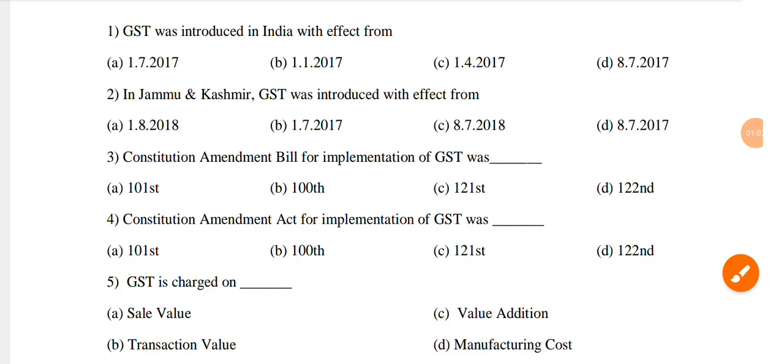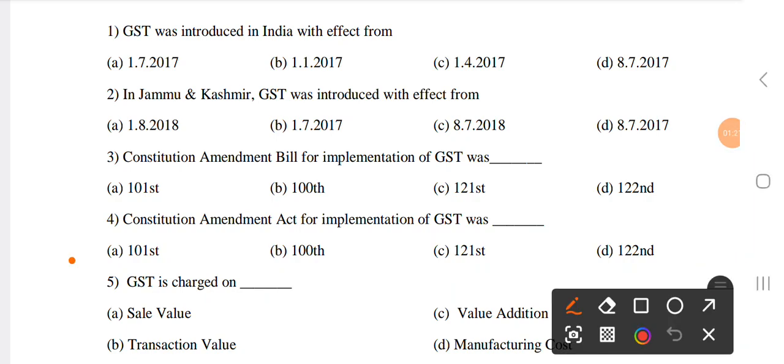Next question, Constitution Amendment Act for implementation of GST was dash. Option A 101, option B 100, option C 121, and option D 122. The correct option is A, 101.